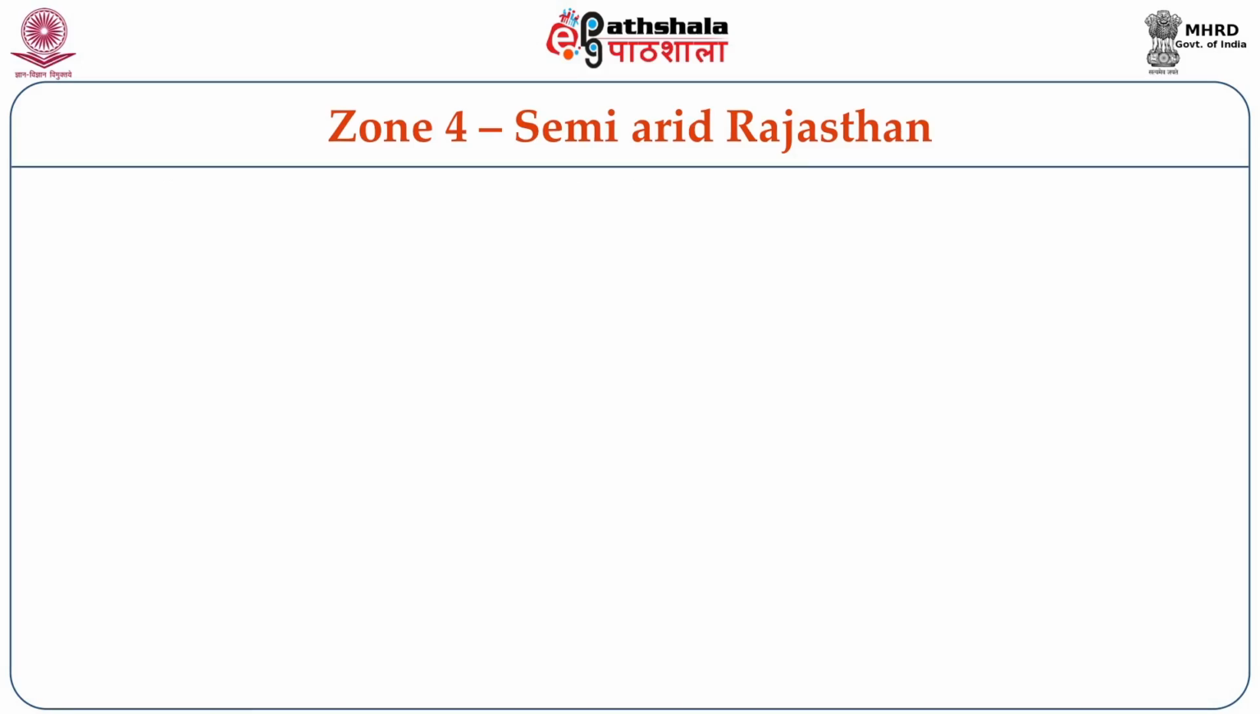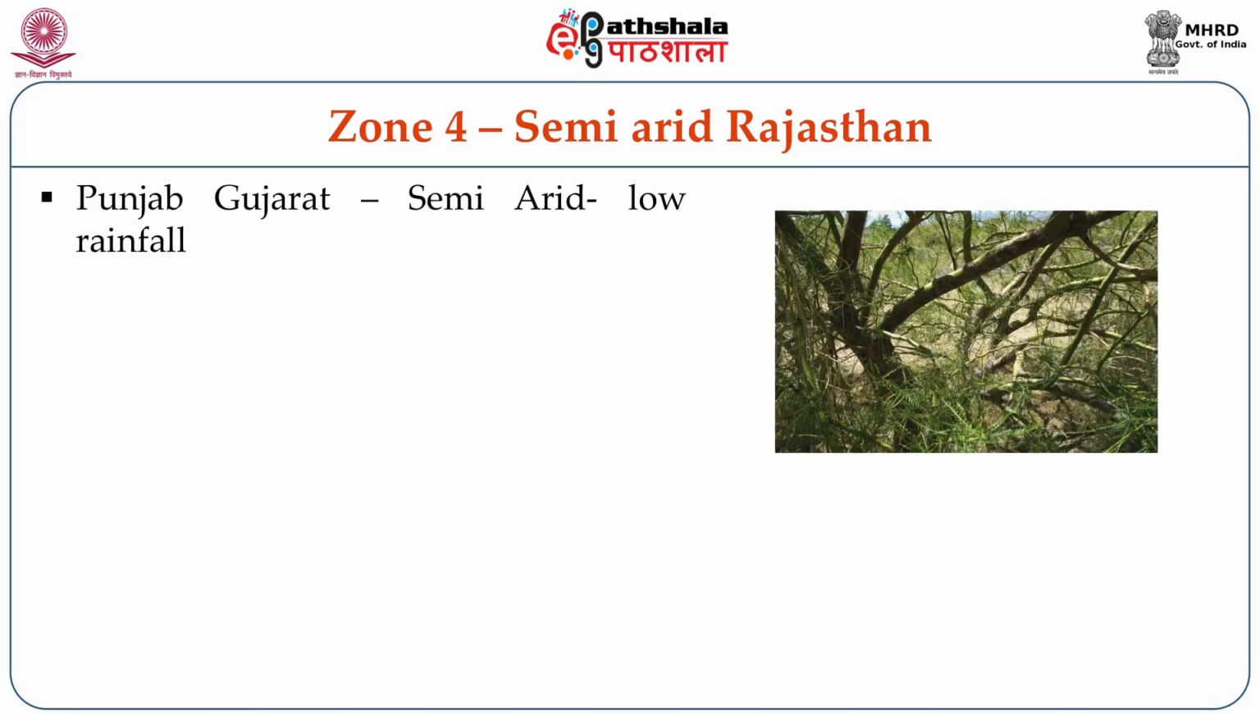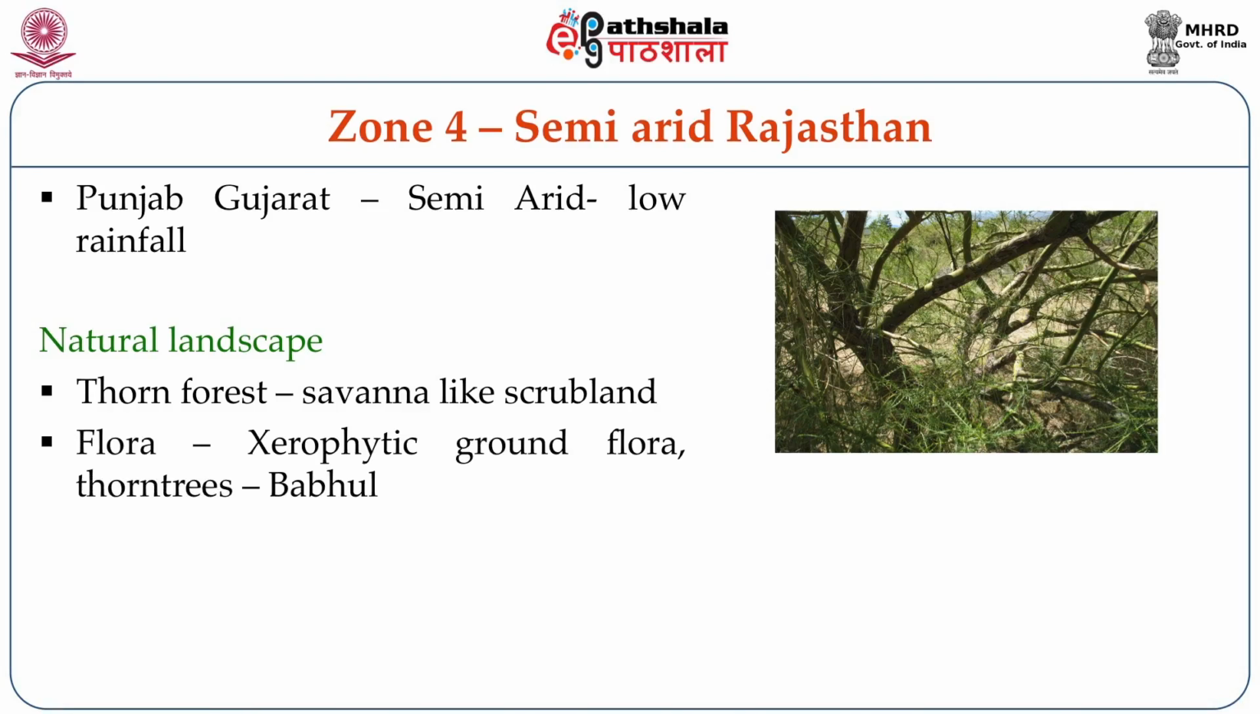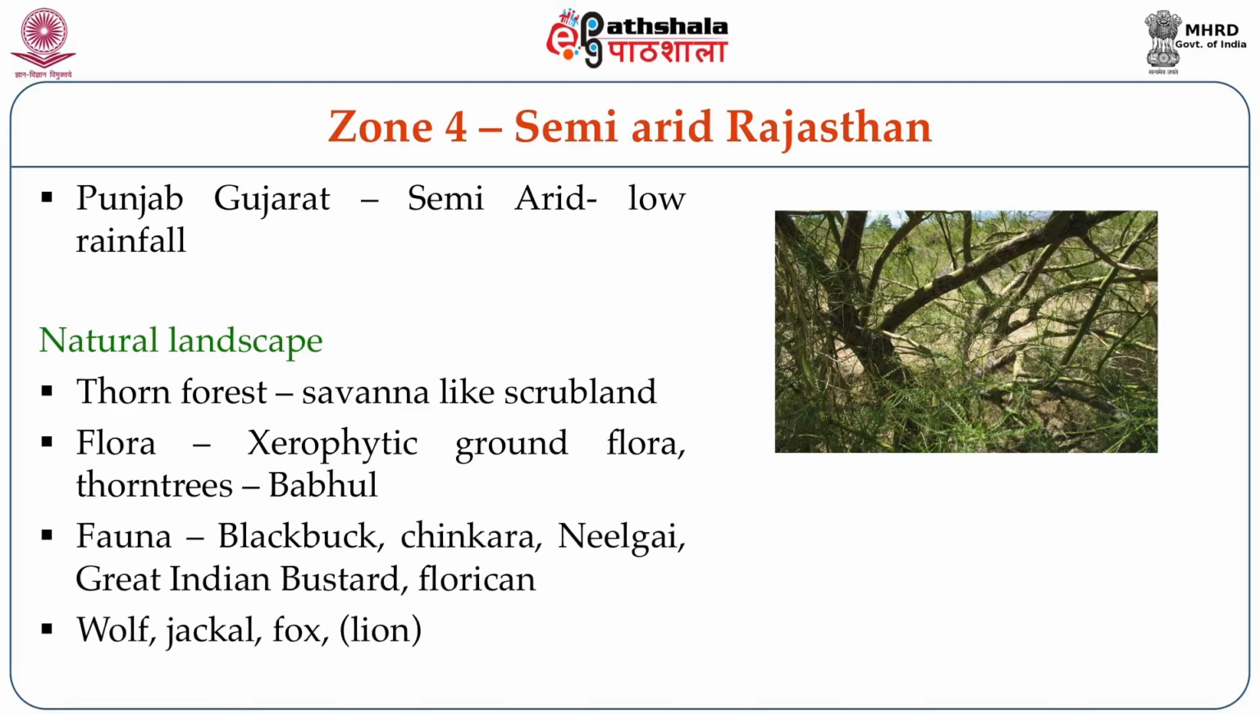The fourth zone is the semi-arid part of Rajasthan, Gujarat, Punjab. And this is again a very low rainfall belt. The natural landscape here is thorn forest, very like the savannas that you could probably see in Africa. And the xerophytic vegetation there again supports very large numbers of species of plants and animals. A babul forest is one specific type in this region. The fauna would be very similar in some ways to the desert fauna. It's blackbuck, chinkara, nilgai, again the great Indian bustard, the florican, and the wolf, jackal, fox, and one of the species in the southern part of this, in the Rann of Kutch, is the Indian lion, which is found only now in the Gir area.